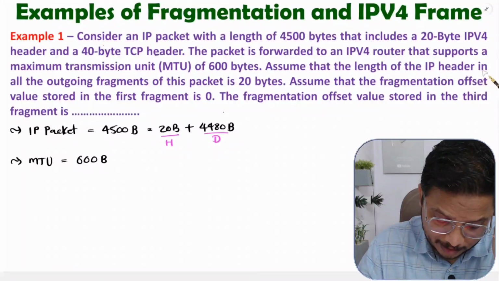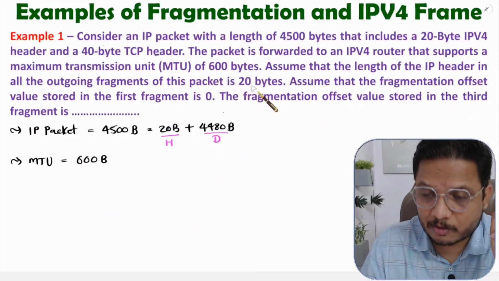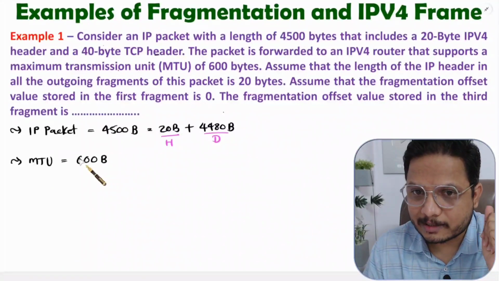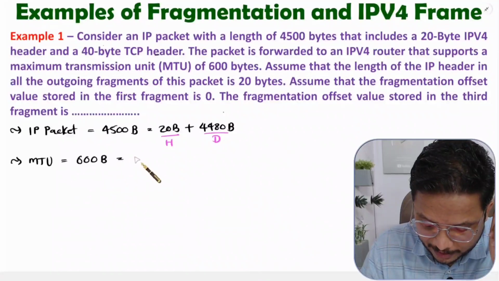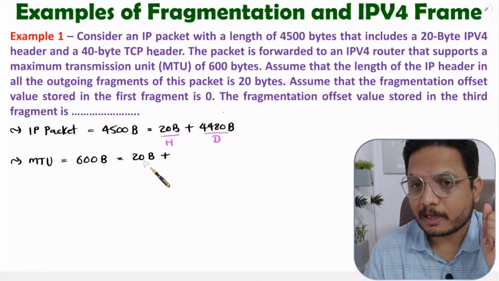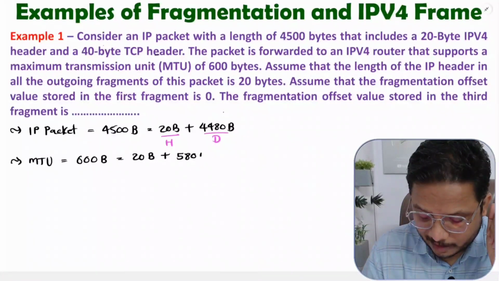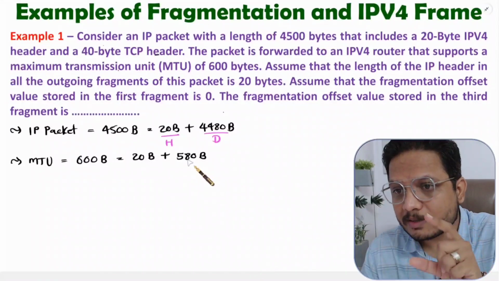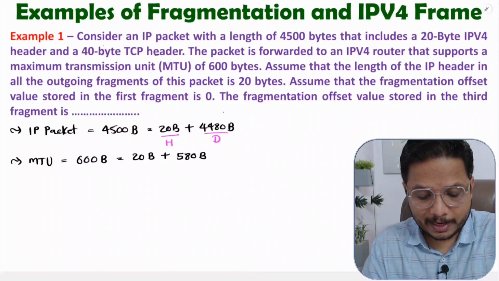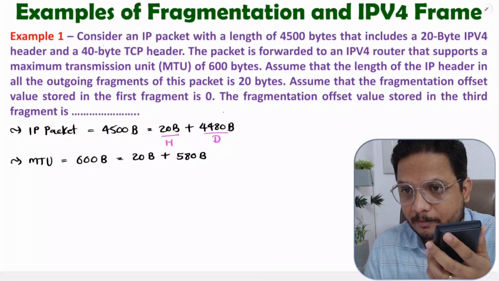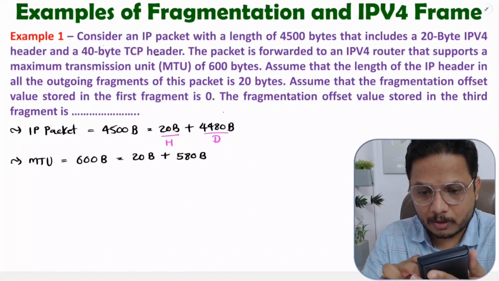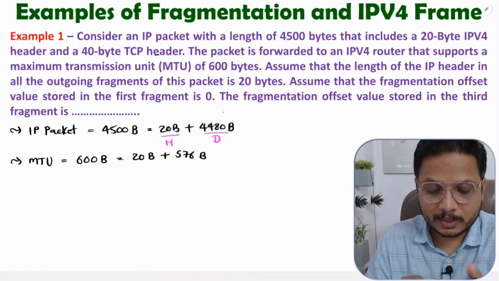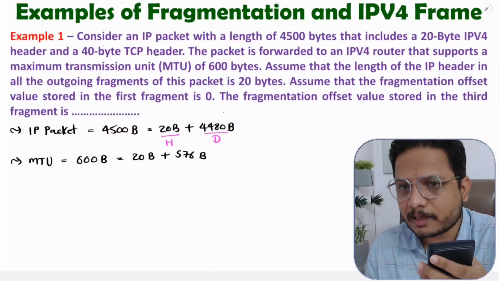Assume that the length of the IP header in all the outgoing fragments of this packet is 20 bytes. So here we have fragmentation, and with all the MTUs, the header size is 20 bytes, that is given. So 600 bytes with 20 bytes of header, 600 minus 20 will be 580 bytes. But remember one thing: this 580 must be divisible by 8. If it is not divisible by 8, then you'll have to reduce the number. Let me check. 580 divided by 8 is 72.5, so this is not divisible by 8, and you will have to reduce it to 576. Now 576 divided by 8 is 72, so it is divisible by 8.